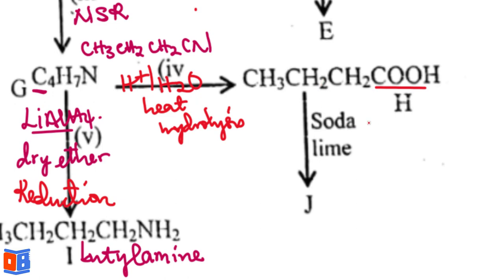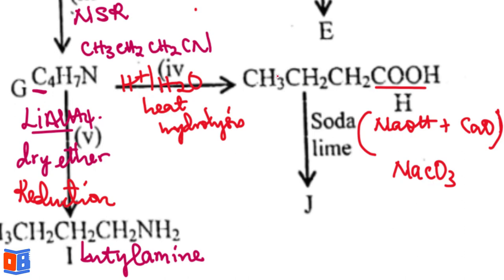Now, if the carboxylic acid reacts with soda lime, what will be compound J? We want to identify compound J. Compound J is going to be an alkane. Soda lime is a mixture of sodium hydroxide and calcium oxide. When you mix these two, it makes the compound not become unstable, since sodium hydroxide is deliquescent, but once it is mixed with calcium oxide, its deliquescent nature disappears. So it is going to react with sodium hydroxide, giving rise to sodium carbonate. You see that if sodium carbonate is formed, it means that one carbon atom has been removed from the carboxylic acid. So the alkane that is going to be formed will be propane.